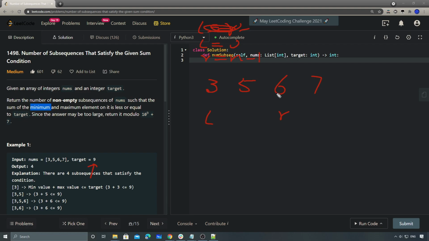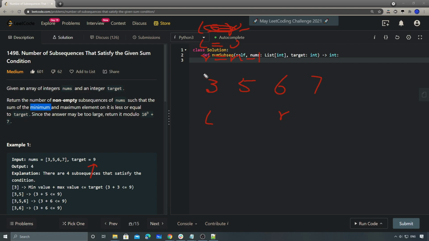Now 3 plus 7. The reason we do this is that the left pointer will always be pointing to the minimum value, and the right pointer will always be pointing to the maximum value for the current subsequence range, right? So let's say we have 3, 5, and 6. Now we know that 3 and 6 are within the range of the target.